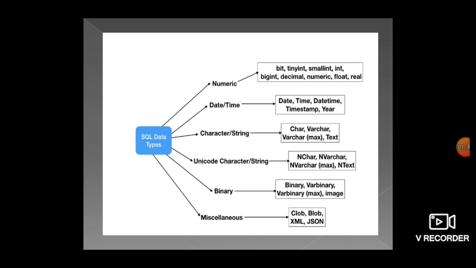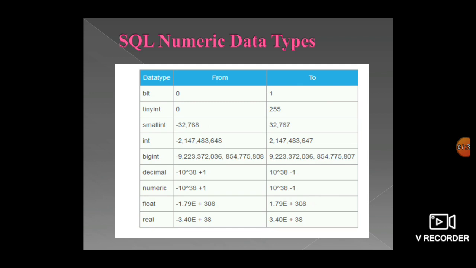So let us see them one by one. While coming to numeric, we have all the numbers and decimal point values. As you are seeing in the tabular format, bit values are stored as 0 or 1. Bit means 0 to 1, and tinyint is 0 to 255. As you can see in the tabular format, there are int and decimal, and numerical values with decimal points are stored in float and real.